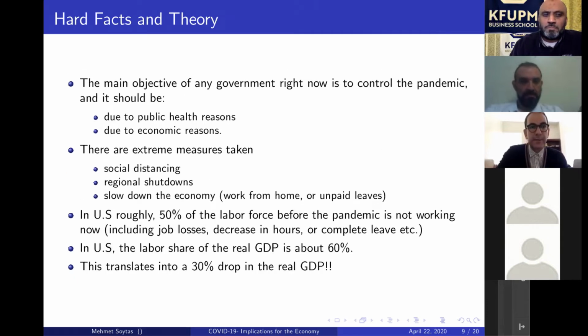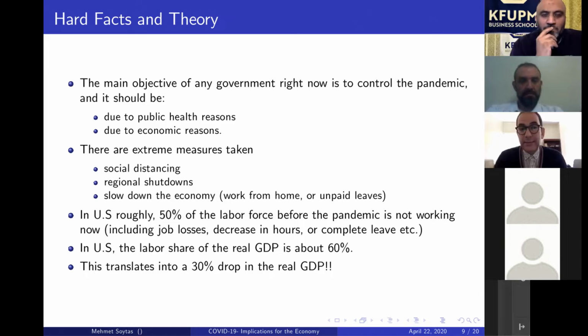Okay, next. So if we want to summarize this, the main objective of any government right now is to control the pandemic, and that definitely it should be. So it should be what they should be doing right now. And that's not only because of public health reasons, of course, that's the most important one, but that is also because of the economic reasons, which I'm going to mention.